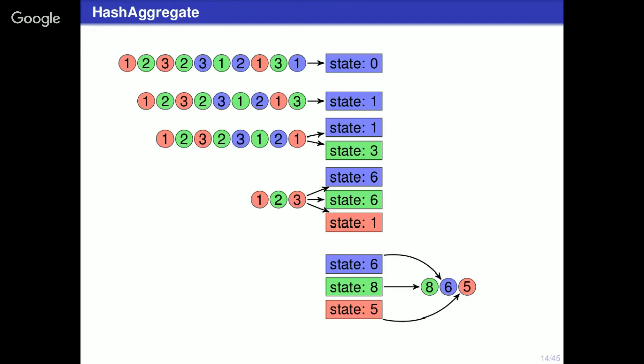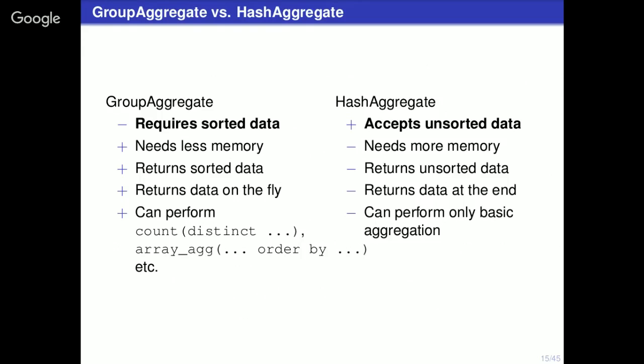And here's the final func. It works at the very end. It applies to all the state values. What are the pros and the cons? Group aggregate requires sorted data. It's a bold minus for it.